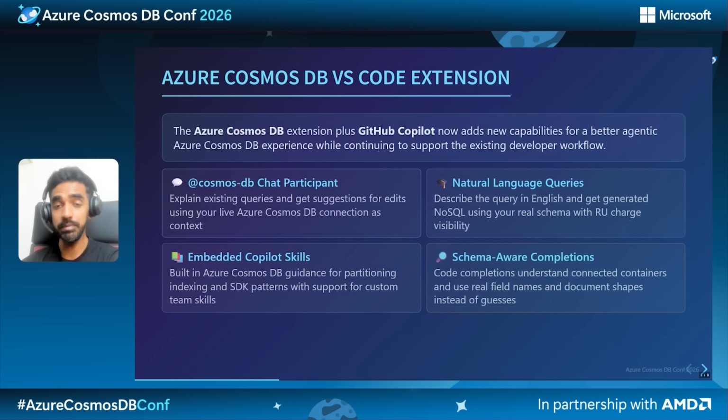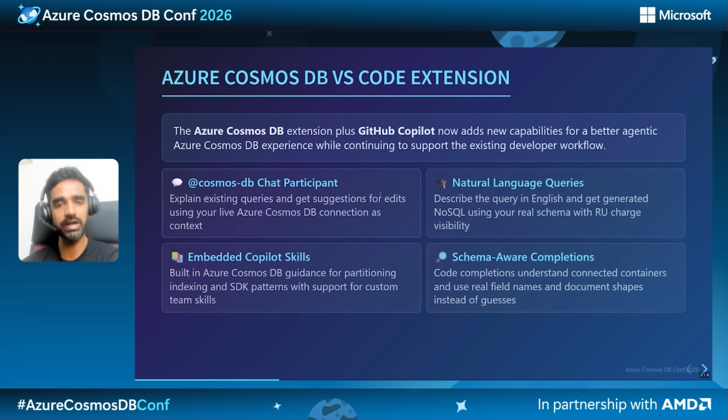Let me introduce a set of new capabilities that we have announced to make the agentic experience better on Azure Cosmos DB, on top of the extension workflows that developers typically use. The Azure Cosmos DB extension is purposely built for working with Azure Cosmos DB from VS Code. Let me describe this experience as a story instead of just explaining this in a slide. Imagine I'm a developer who has just connected to an Azure Cosmos DB account in VS Code, and I want help that actually understands my database instead of giving me just generic suggestions.